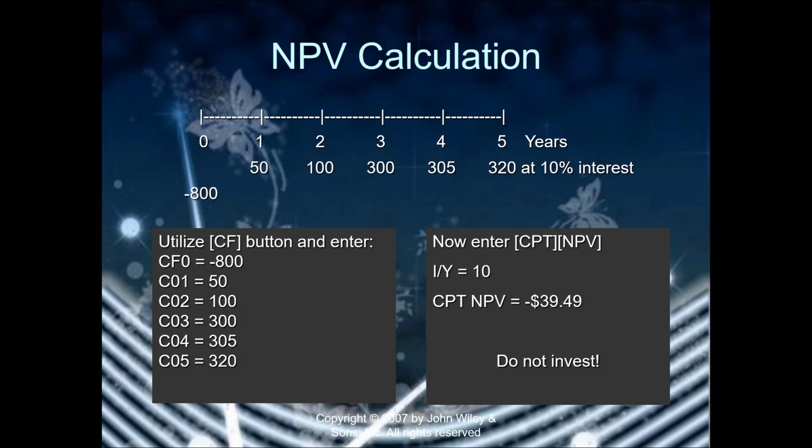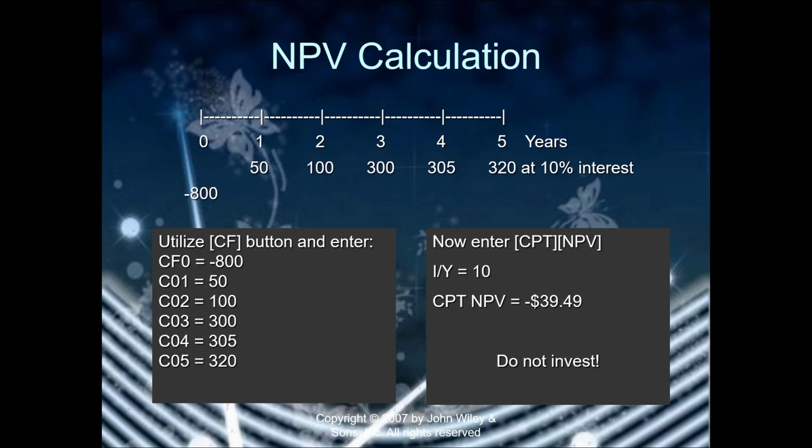So hit your CF function. Then hit second clear, clear again. Let's make sure your CF is cleared from previous calculations. So now hit our CF again. Now it wants our CF 0 of negative 800. So type in 800, hit the plus minus key at the bottom next to the equal sign, and hit enter.